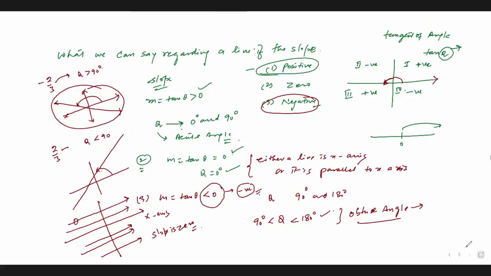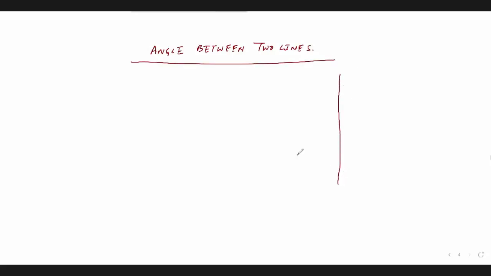Now we are moving on to another concept, that is the angle between two lines. So we are starting with another topic, that is angle between two lines. If I am drawing two lines on a coordinate axis, definitely if my lines are not parallel, they will intersect each other. So let us draw two lines.